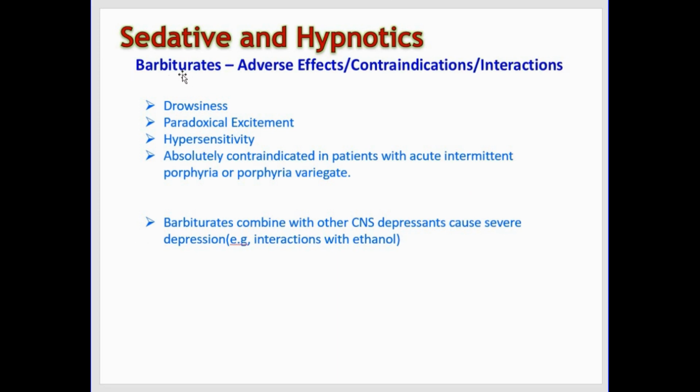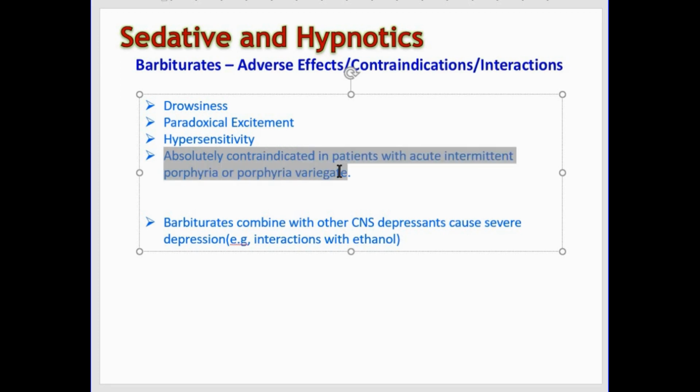And then we have barbiturates' adverse effects, contraindications, and interactions. These drugs are absolutely contraindicated in patients with porphyria or variegate porphyria. This is a genetic disease in which you have a lot more porphyrin. Porphyrin is a component of your blood; the hemoglobin has a heme part. So the patient would have a lot of that basically.